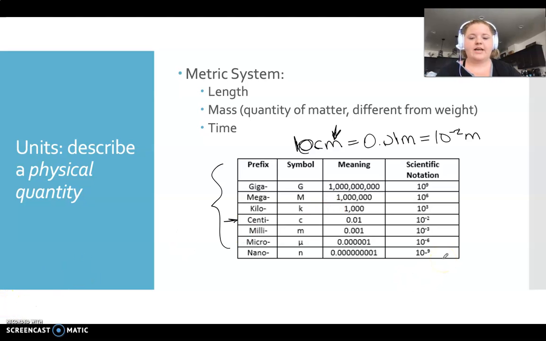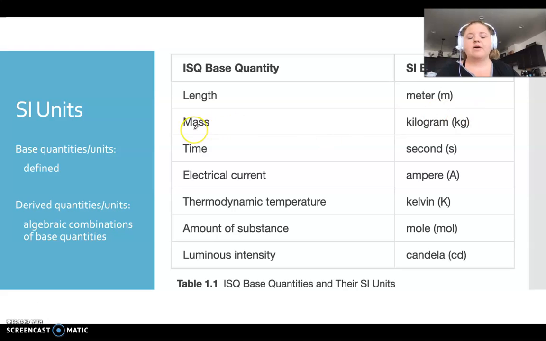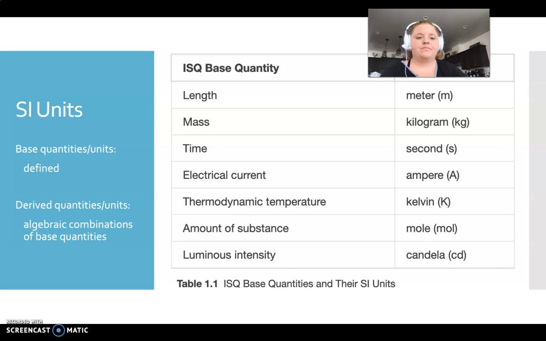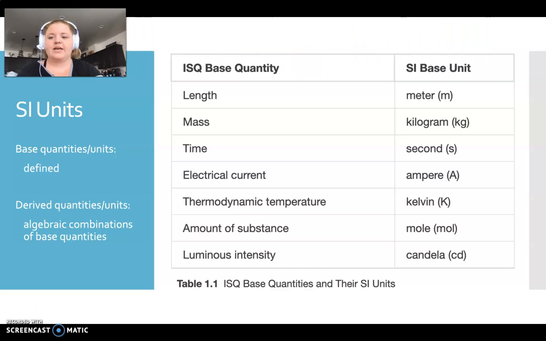All right, so let's go ahead and move on to talking about SI units. We have these base quantities or units, and these are defined units. So these were defined by humans. Then we have derived quantities and units, and these are algebraic combinations of the base units or quantities.